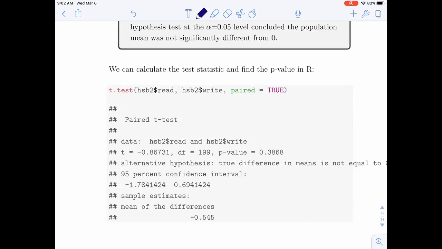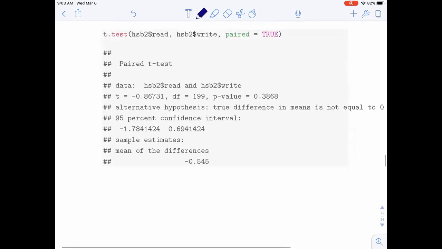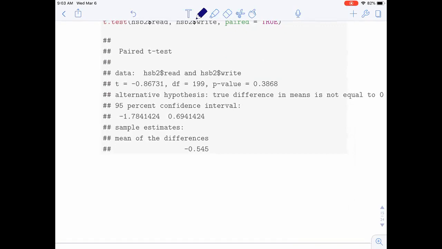The one thing that R is a little bit picky about is if you need a confidence interval, you have to have a two-sided test, which is the default, right? I haven't specified. And so to get the full interval, you have to have a two-sided test. But between negative 1.78 and positive 0.69, 0 is in there, because I go from negative to positive, right? Just as we suspected. Any questions about that?